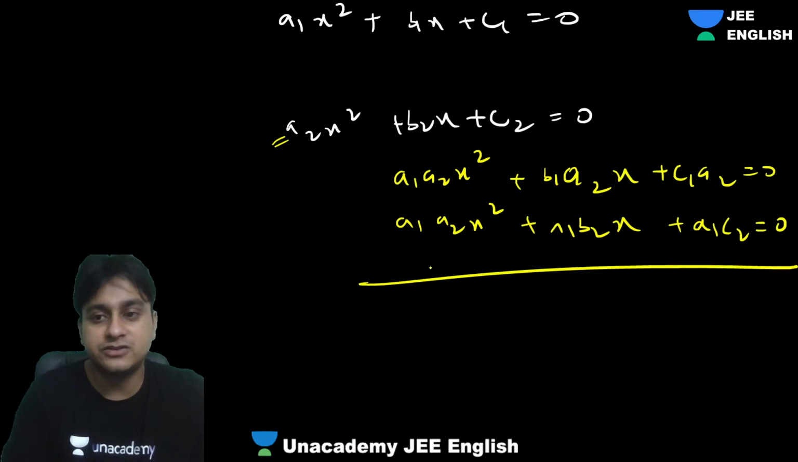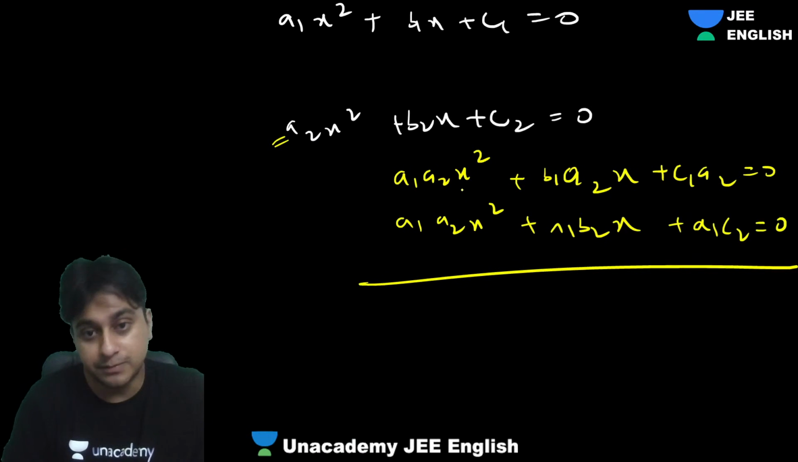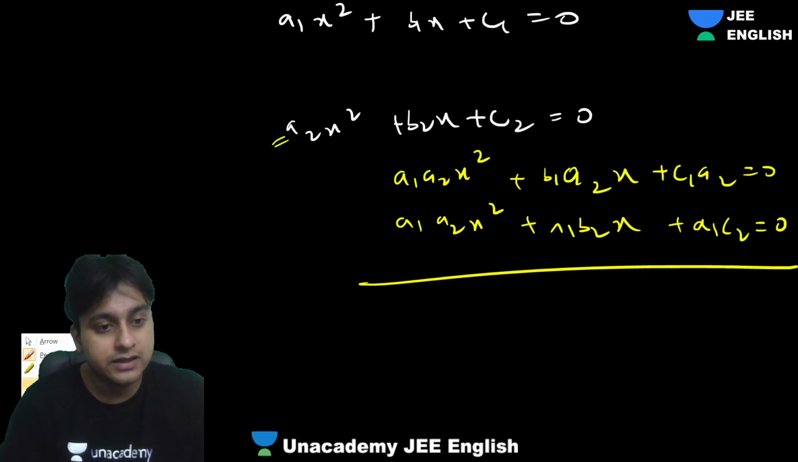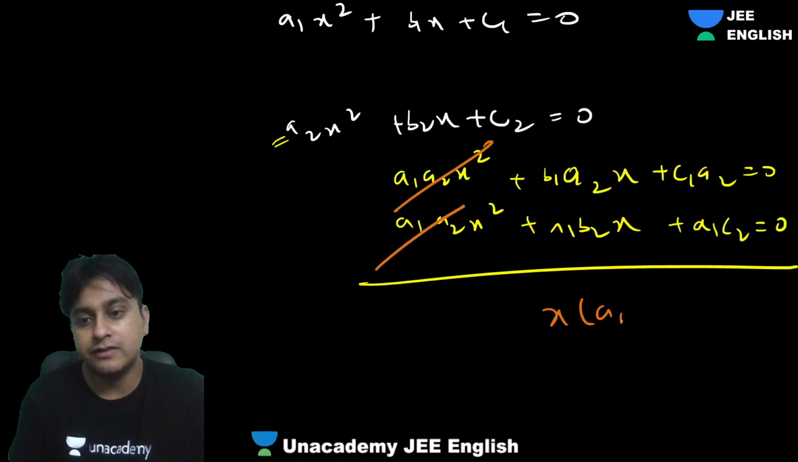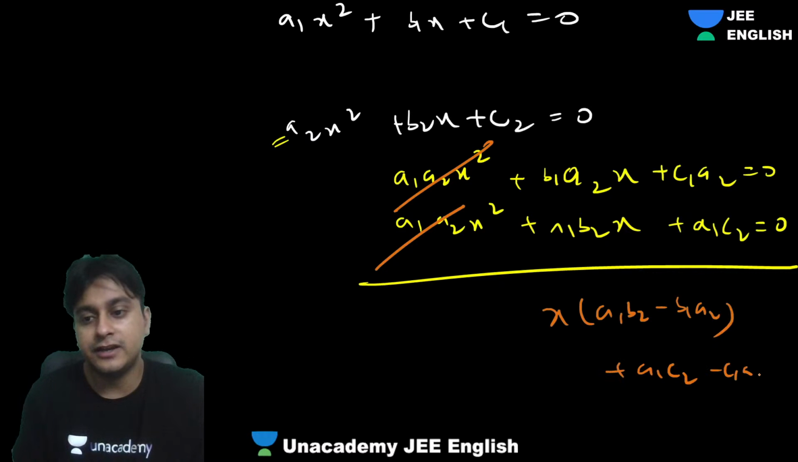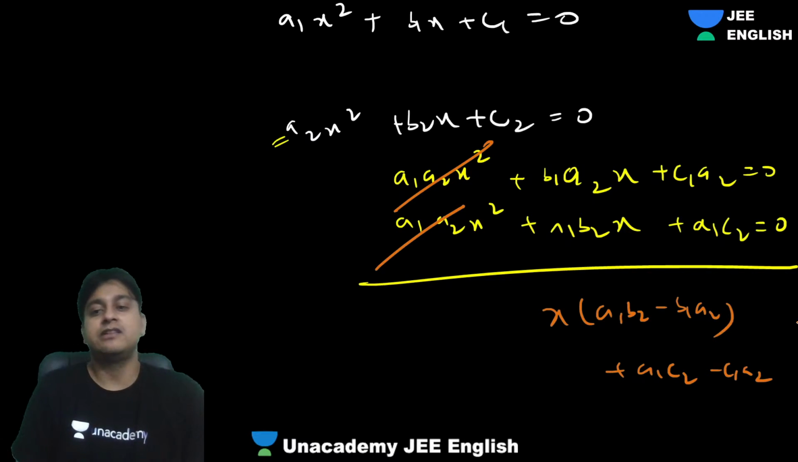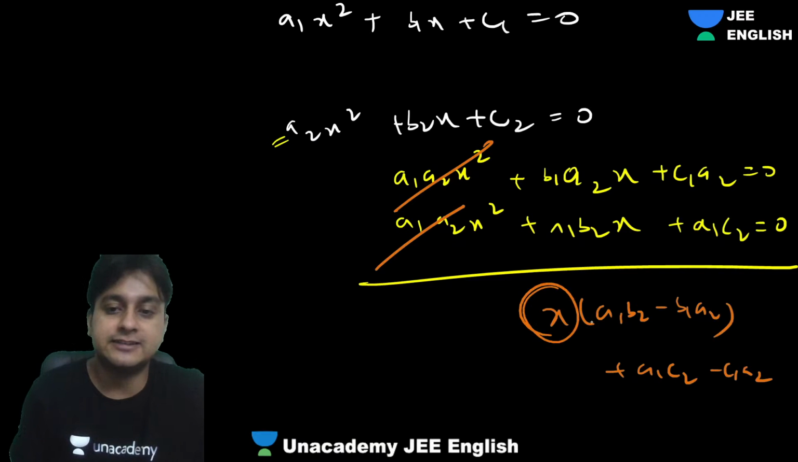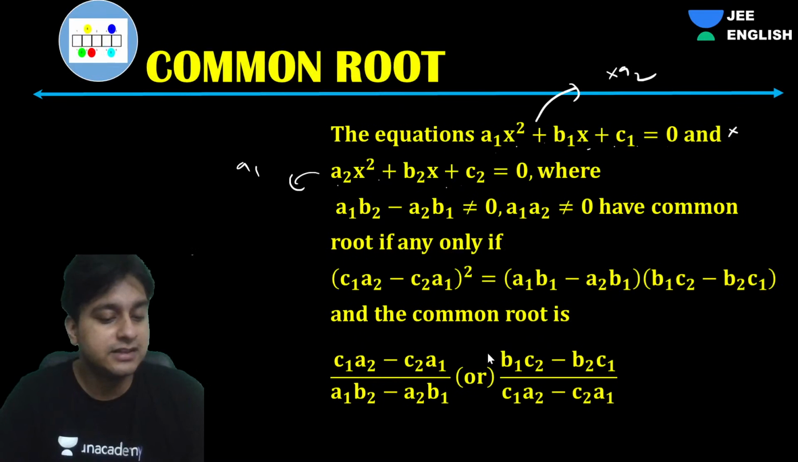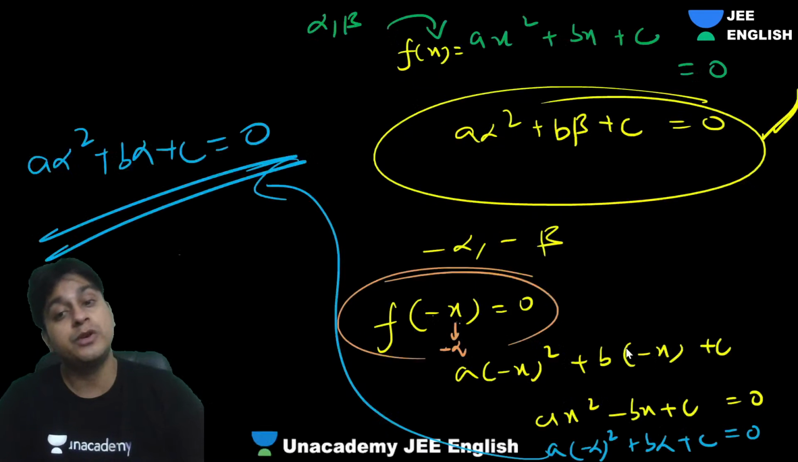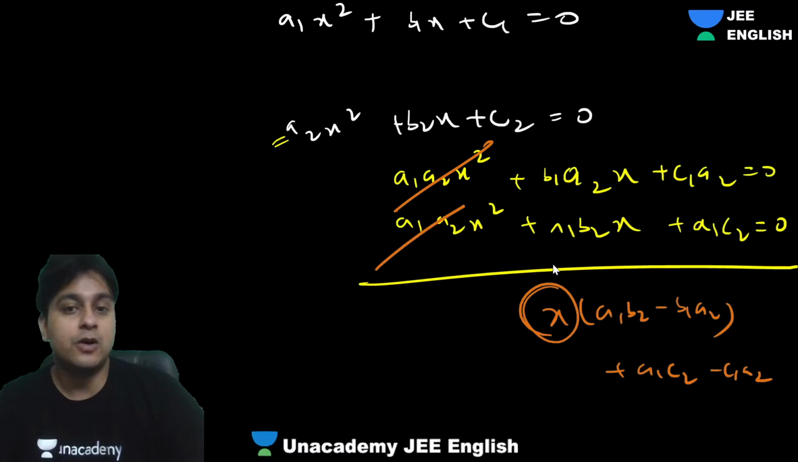Now you subtract these two equations. As soon as you subtract them, the x square terms will cancel out. And what are we getting, guys? We'll get x into a1 b2 minus b1 a2, plus a1 c2 minus c1 a2. Understood? And that will go to this side, and then you can divide and get the x. So that's what I was talking about, guys. It's not a difficult task to get this common root. You can get it easily. This is how we actually do it.